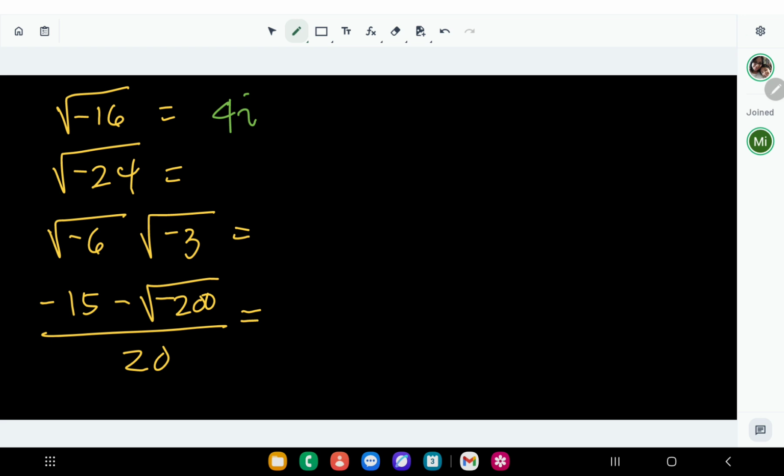So take note that 24 is not a perfect square, so you can look for factors of 24. So this would become negative 1 times, what are the factors of 24 that is a perfect square? So 4, right? So 4 times 6. So this would become, square root of 4 is 2. Square root of negative 1 is i. And 2i square root of 6.